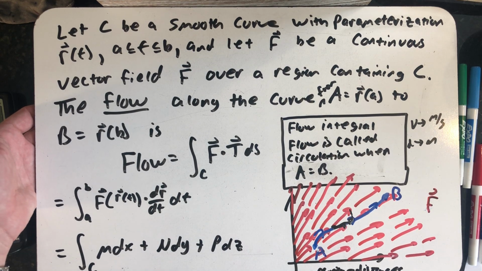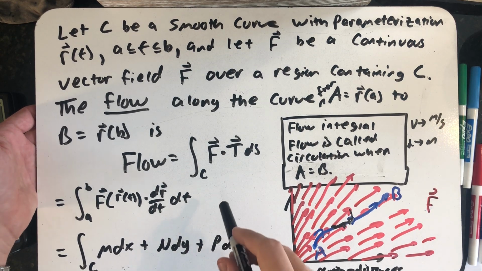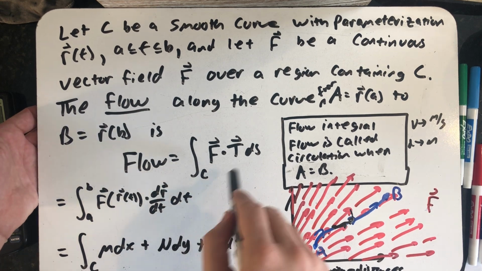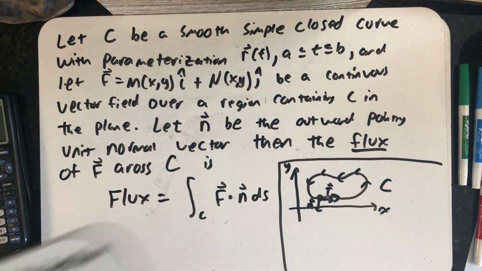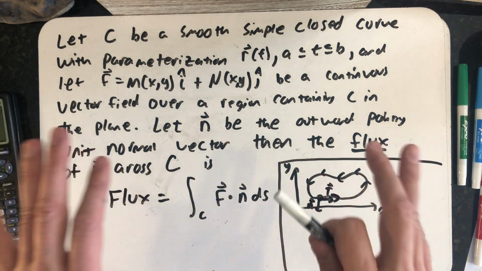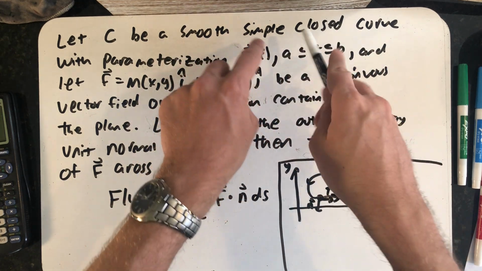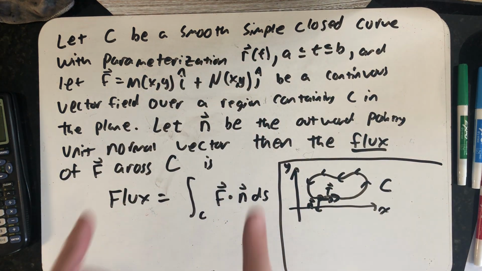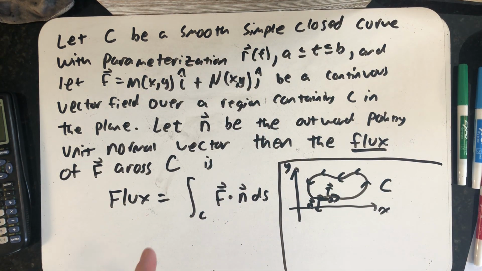We just defined flow to be the path integral over a curve C through a vector field. In this video, I want to define flux. Let C be a smooth, simple, closed curve. So before we just needed a smooth curve, now we find out it needs to be simple and closed, and we need to talk about what both of those things are in a moment.